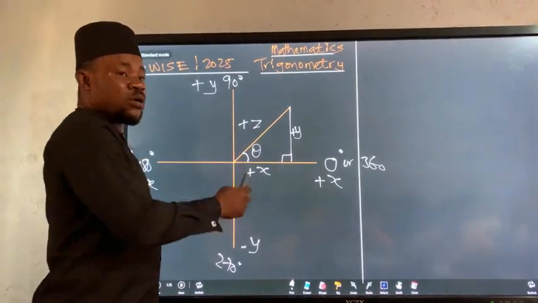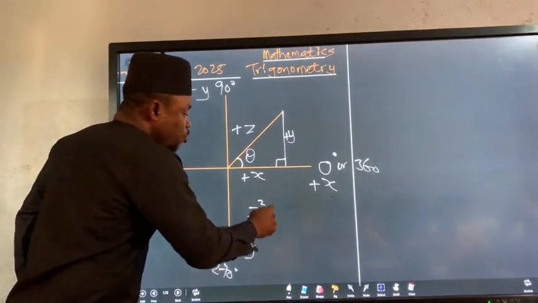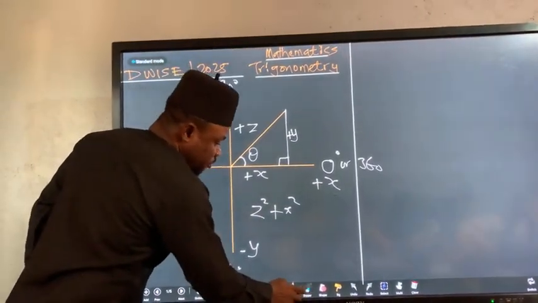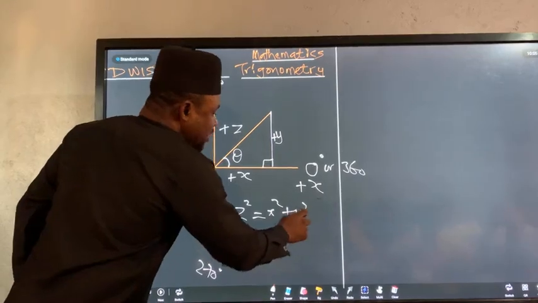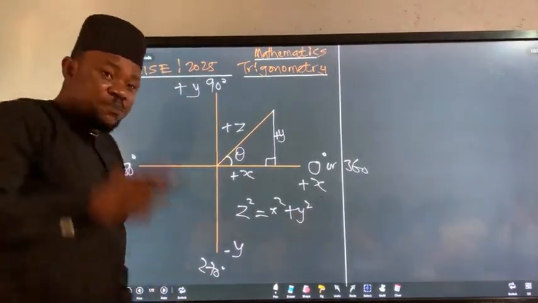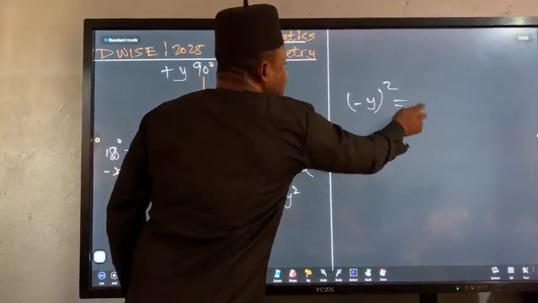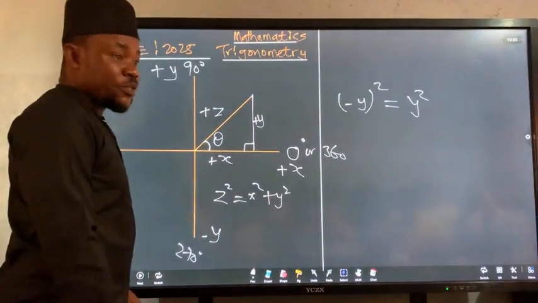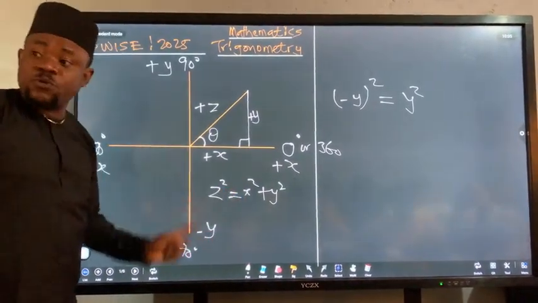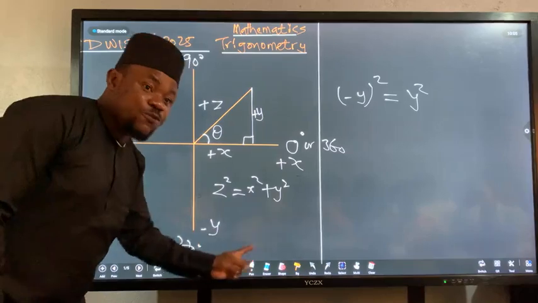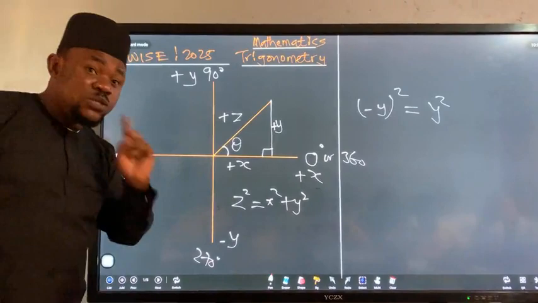If it's a right angle triangle and all 3 sides are involved, from Pythagoras theorem, we know that z squared will be equal to x squared plus y squared. So even if y is negative, a negative squared will still give us a positive. If you square a negative value, you get a positive. So if x is negative, when we square it, it becomes positive. If y is negative, when we square it, it becomes positive. So no matter what we are doing, z is always positive.